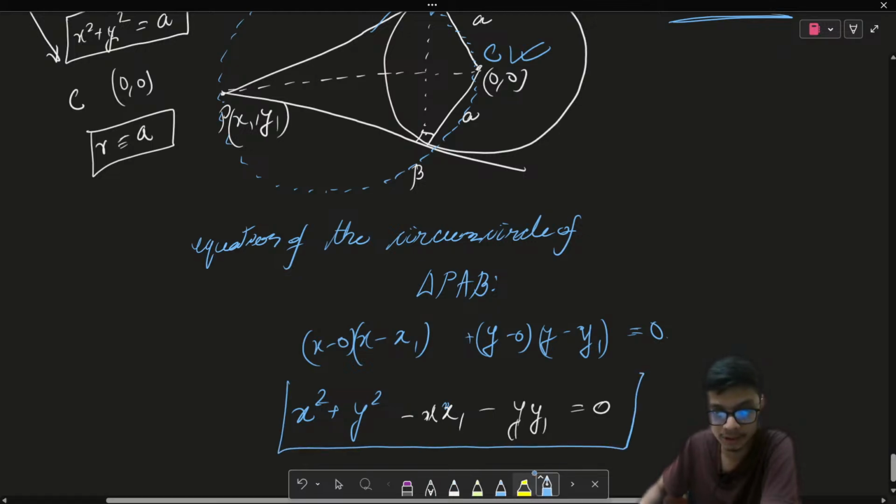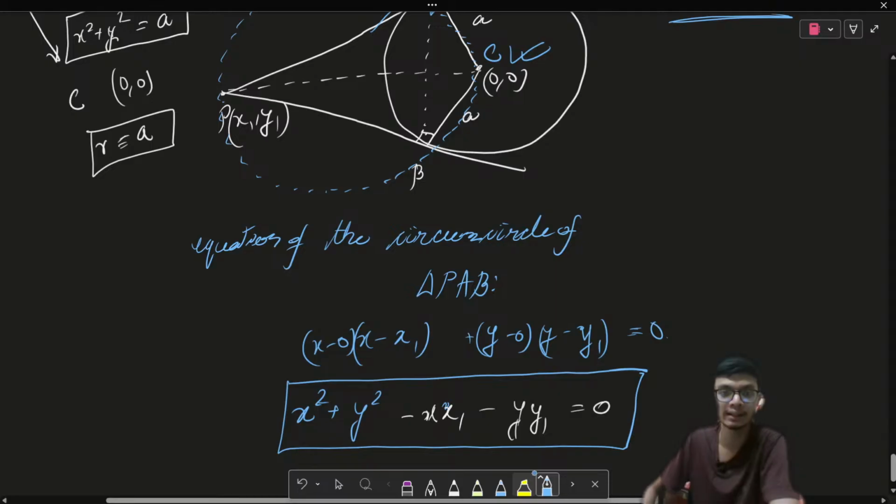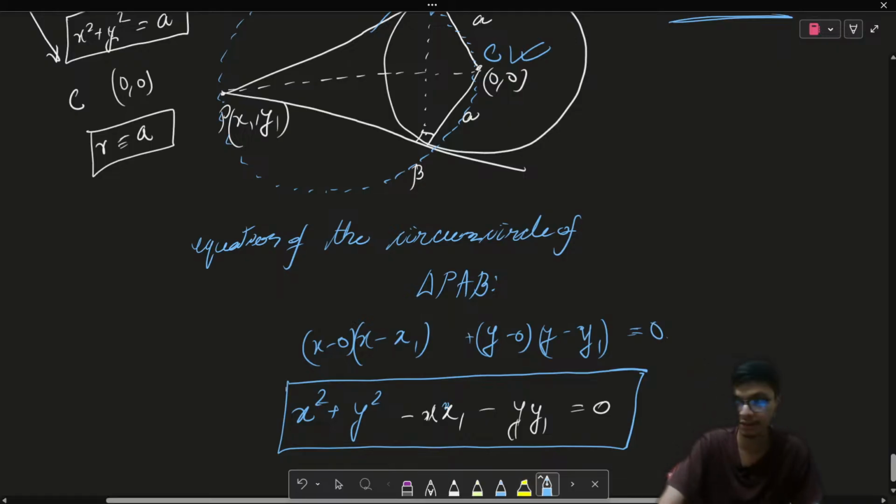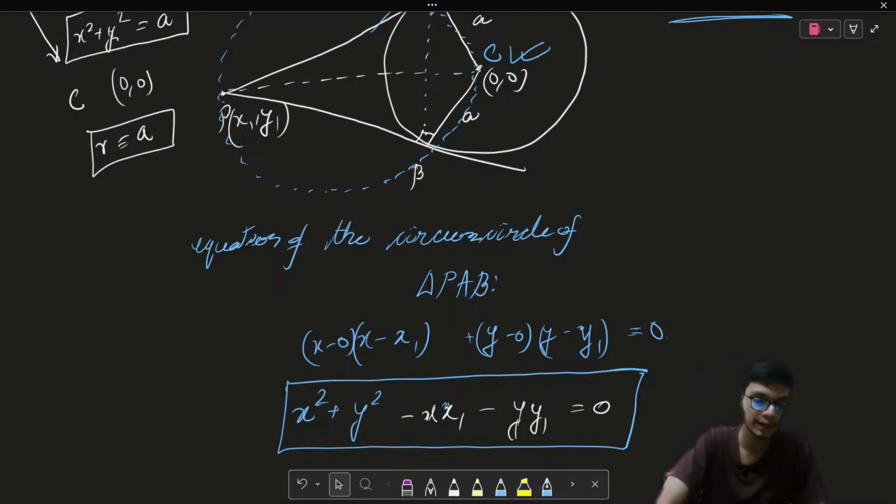One more interesting observation here is that whenever a circle passes through the origin, the constant is 0, that is, C is equal to 0. It is a general observation that you can always use: if the circle passes through the origin, that is 0 comma 0, then C should be equal to 0.